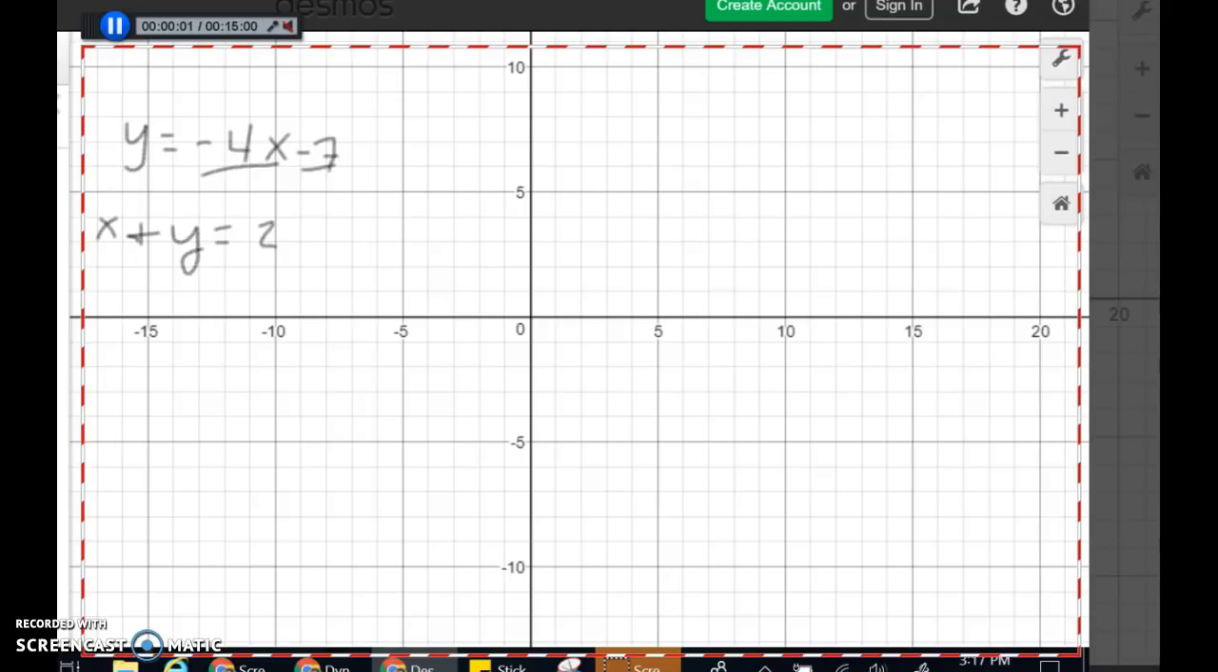So I know that the y-intercept is 0, negative 7. So I'm just going to draw that right here. Okay, it's a little strange looking.